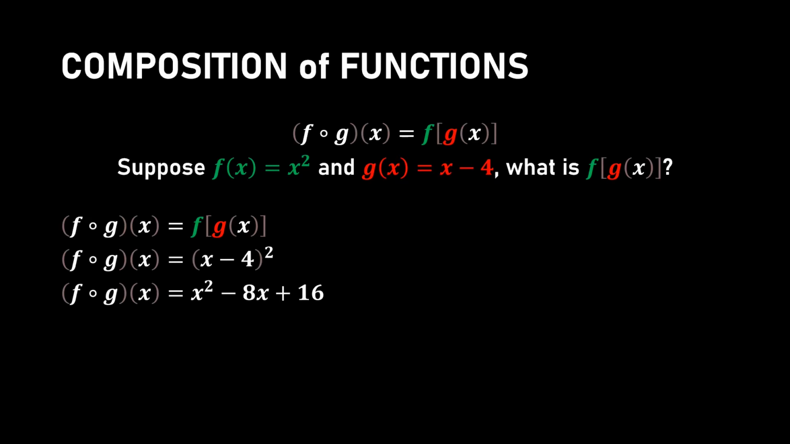Steps are similar to the last four operations. We substitute, then we solve using the FOIL method. Then collect like terms and we're at our final answer, x squared minus 8x plus 16.